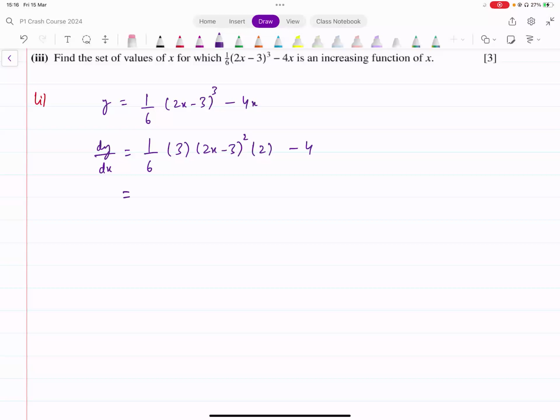Now we could simplify this. 3, 6, and 2, they get cancelled. 6 over 6, you have 1. What are we left with? (2x minus 3) whole squared minus 4. That is dy over dx. Okay, that's what we had to do in the first part. We found the derivative. Okay, now let's look at the next one.